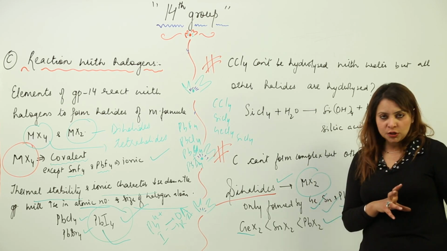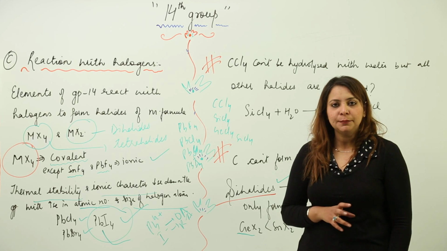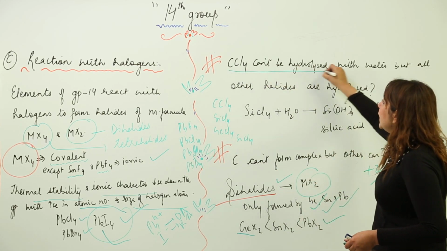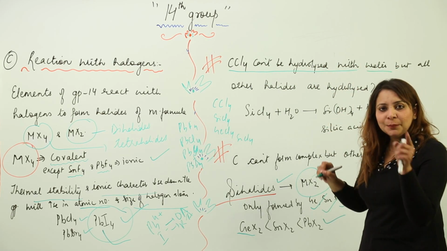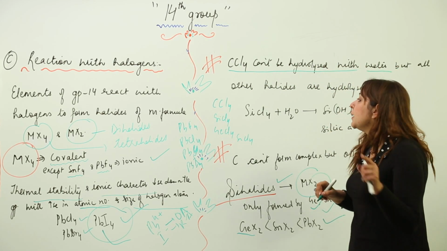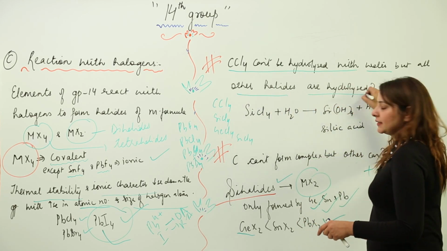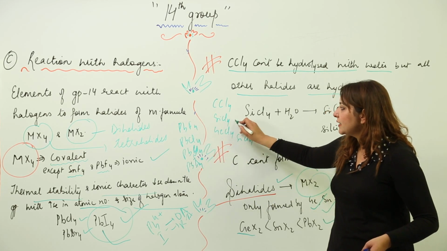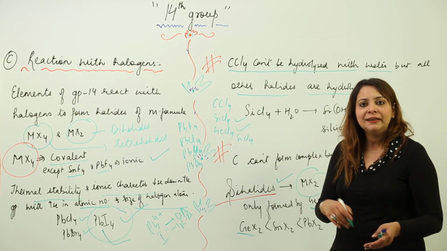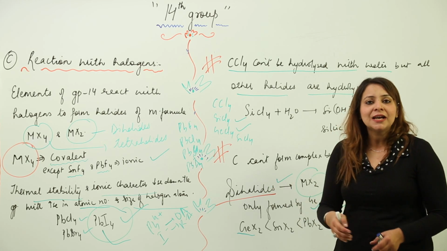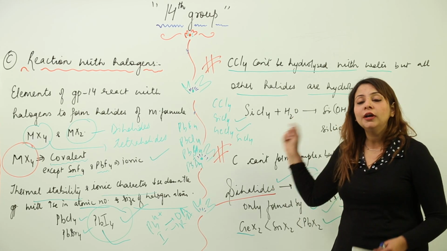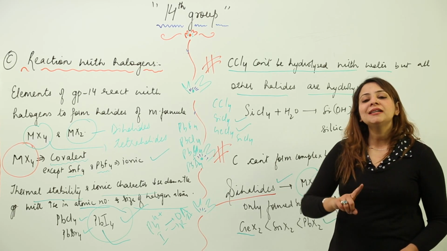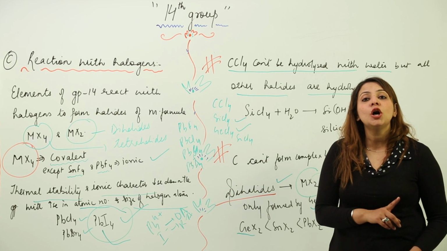Now there are a few important questions often asked in the paper related to this topic. CCl4, carbon tetrachloride, can't be hydrolyzed with water. But the other halides, the elements of this group forming tetrahalides, like SiCl4, germanium tetrachloride, lead tetrachloride, easily get hydrolyzed. This is an important question which has been asked in the paper. And one more thing, you know that the compounds of this family are electron precise.